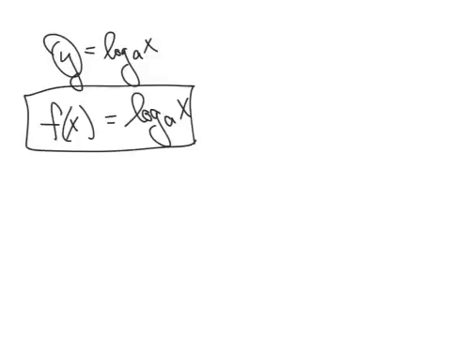A has to be greater than 0, and it cannot be 1, but it can be between 0 and 1, and it can also be a number greater than 1, but it cannot be the number 1. So all that to say, if a is greater than 1, if that base is greater than 1, then f is an increasing function, meaning it's going like that. If a is between 0 and 1, then it's a decreasing function. So if we've got our graph here, it's going to be decreasing.